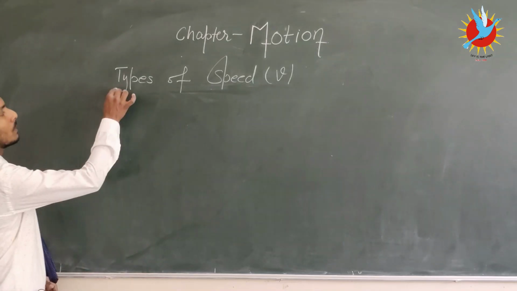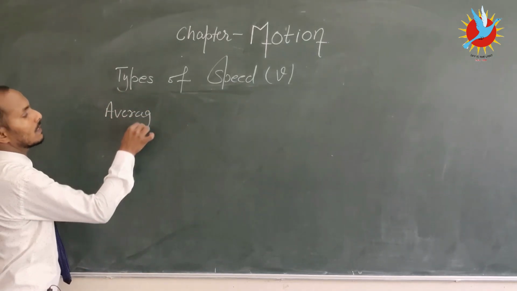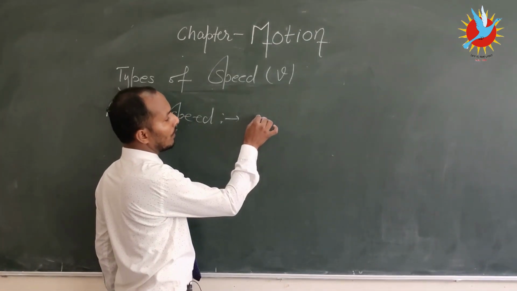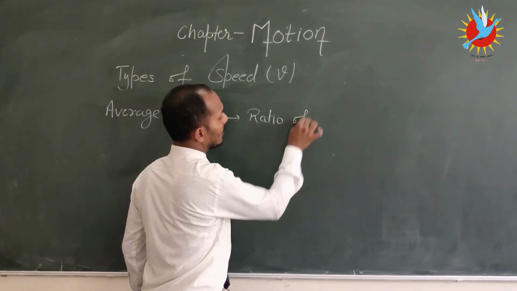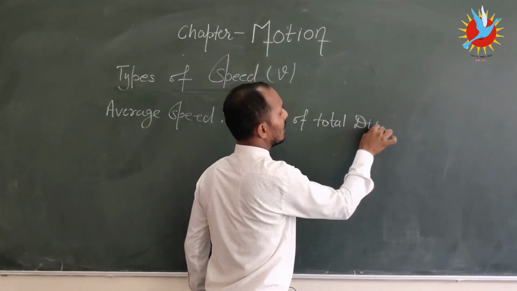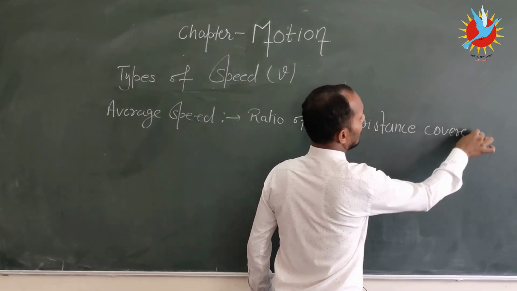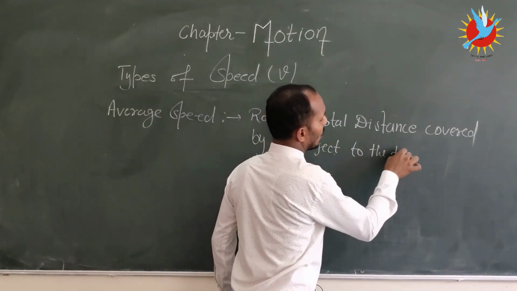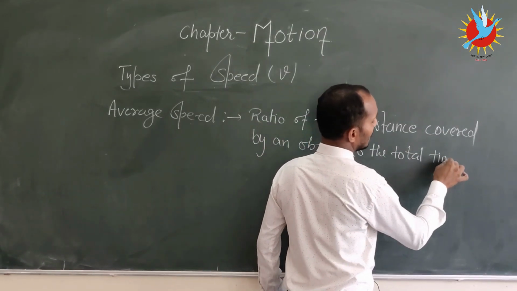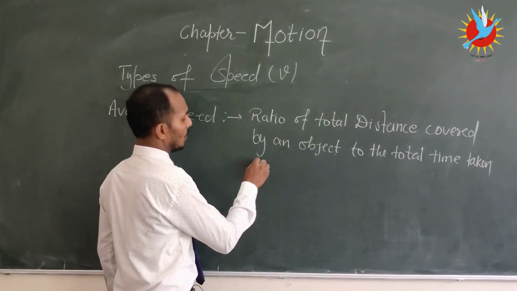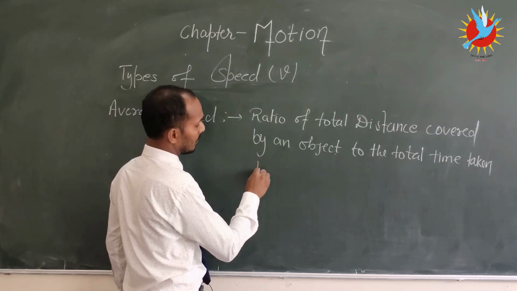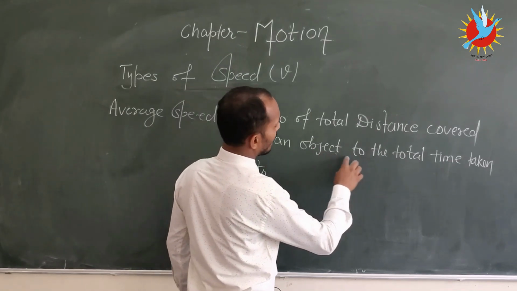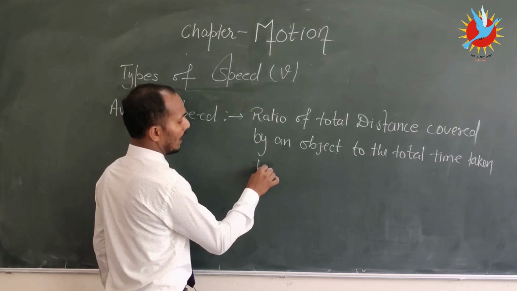So now the next type of speed is average speed. How can we define average speed? Actually, average speed is the ratio of total distance covered by an object to the total time taken by it to cover this distance. A ratio of the total distance covered by an object to the total time taken by it.